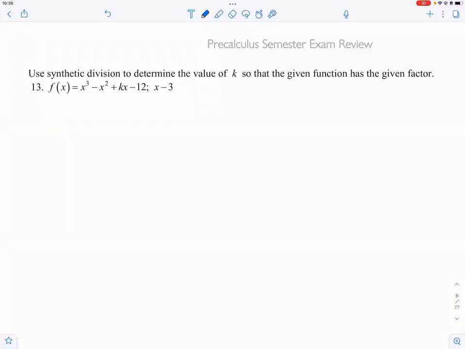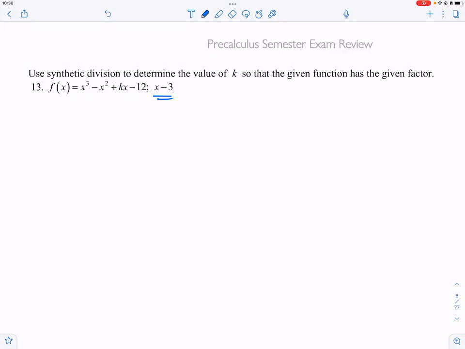Okay, for question number 13, it says use synthetic division to determine the value of k so that the given function has the given factor, and the given factor is x minus 3. All right, now, a couple of questions ago, we talked about the meaning of factor, and back in elementary school or middle school, you also learned about factor.